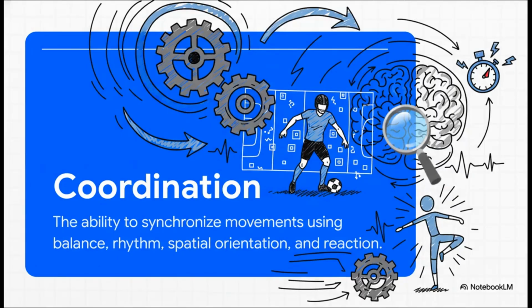And that brings us to the steering wheel itself. Coordination. This is the master controller, the direct line between the brain and the body. It's what lets a player sprint with the ball at their feet while their head is up, scanning for a pass. It's that beautiful, smooth mix of balance, rhythm, and reaction all working together.